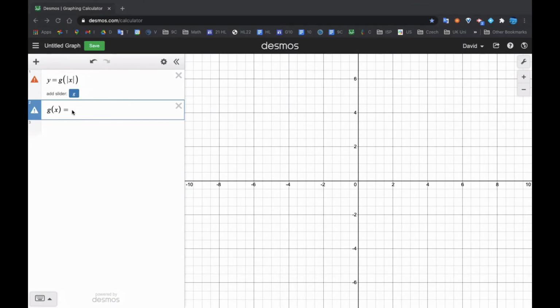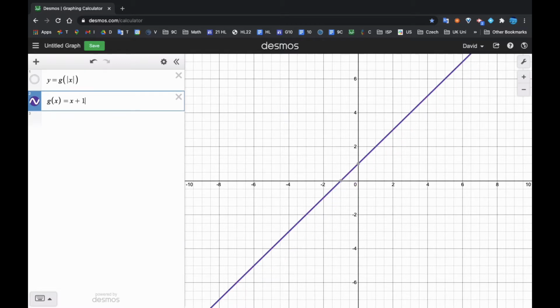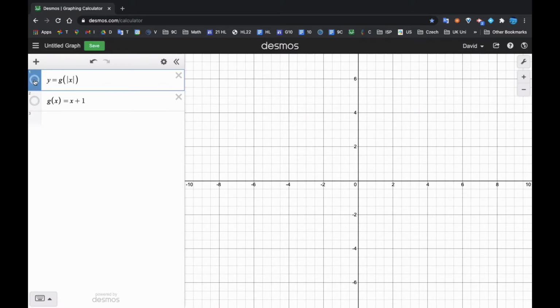I'm going to turn this one off, x plus 1, which is just our straight line. The idea here is, we don't know what's going to happen. We should stop and think for a moment. What do you think this is going to do? Think about it, and then turn it on. So it takes that straight line and makes it into a V. Okay, so there's the first one.